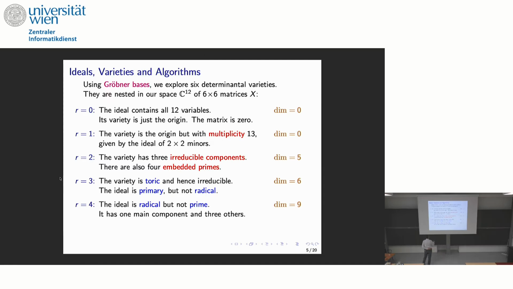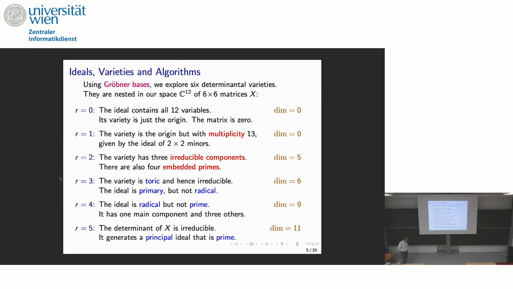Now let's look at the 5 by 5 minors. That's an interesting case, right? Because now we're in rank 4, so that's the dimension of the space around us, physically most relevant. Now the ideal is radical, but it's not prime. It has one main component and 3 others. There are 4 components, one that we're going to be particularly interested in, and they're all 9-dimensional inside our ambient 12-dimensional space.